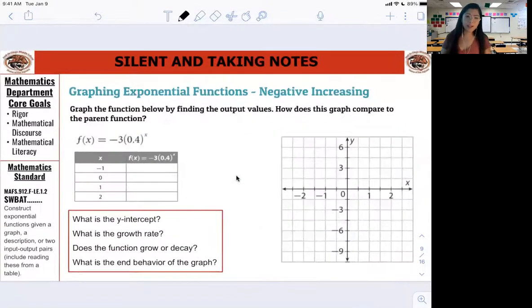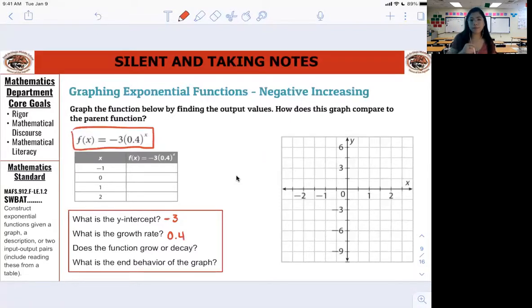So let's take a look at the difference. Now what's happening here? Everything's different. What's the y-intercept? -3. Okay, so our y-intercept is still negative, but now the growth rate is a decimal. So we have a negative y-intercept and a decimal. So things are going to look a little bit different now. What do you guys think? Is this one going to grow or decay?